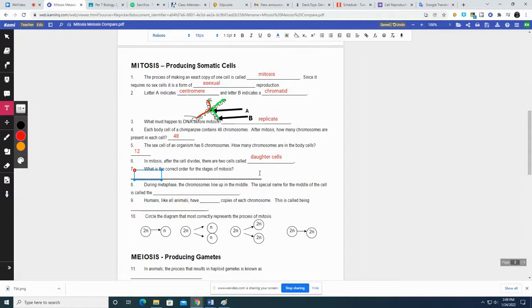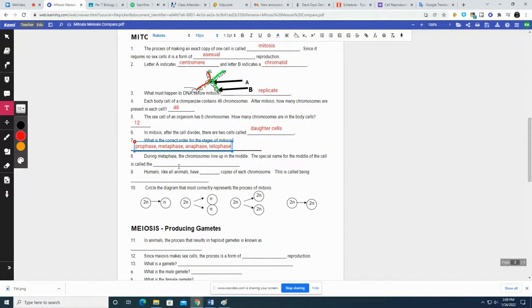7, we should all know this by now. If your dog goes pee on a mat, it's now a Pmat. And what does Pmat stand for? The stages of mitosis. The P stands for prophase. The M stands for metaphase. The A stands for anaphase. And the T stands for telophase. Pmat, P-M-A-T, Pmat.